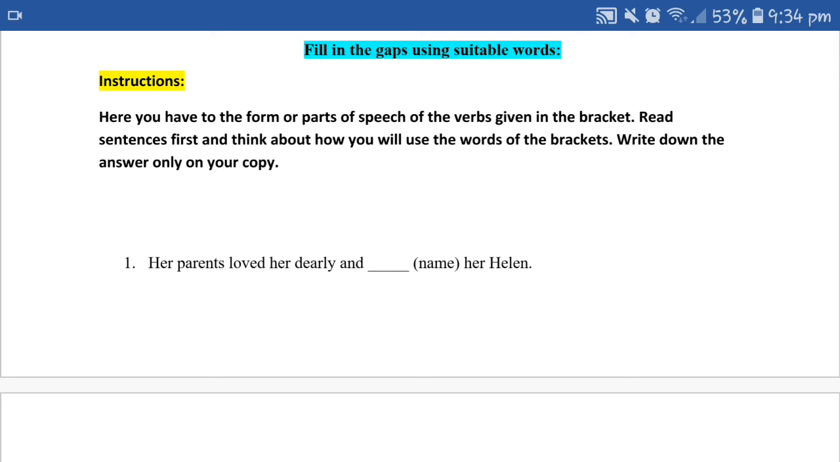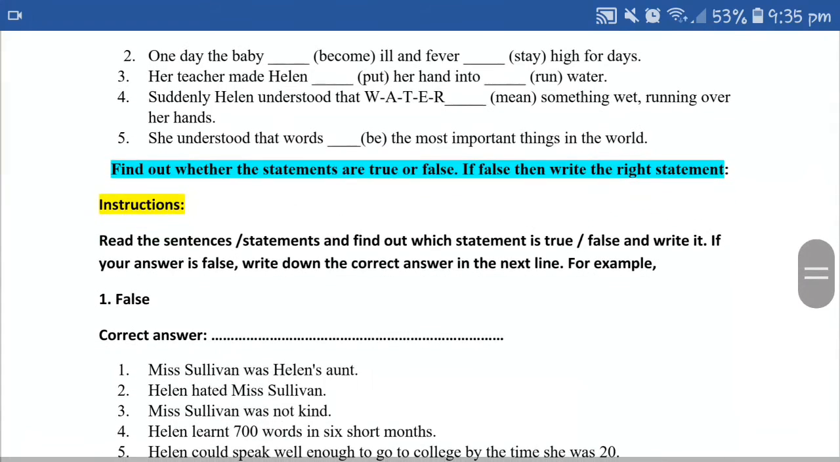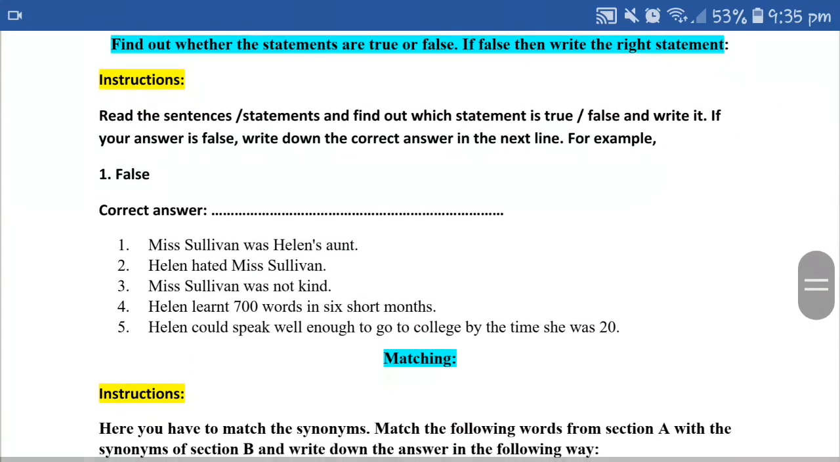You have to think about this word, and if you think that you have to change this word a little bit, this is the root word, the main word, what you can change, then you will write down the answers. This is how you'll practice the rest of the gaps.